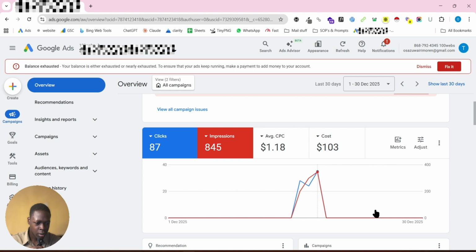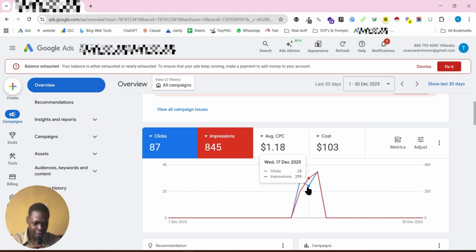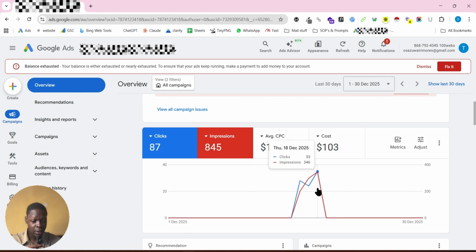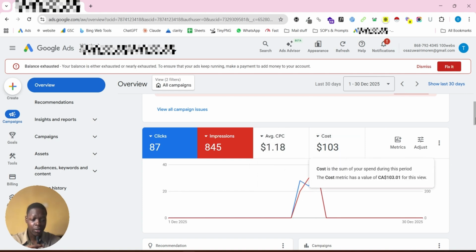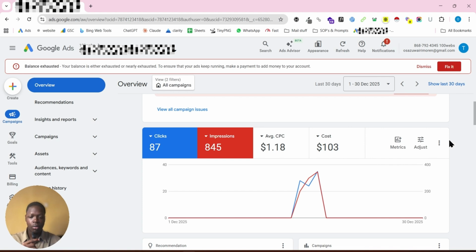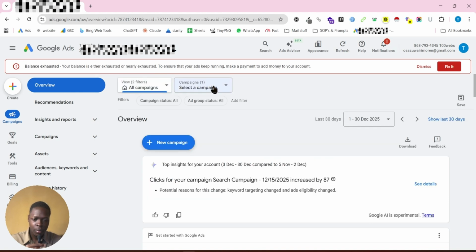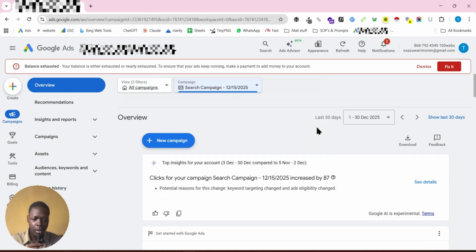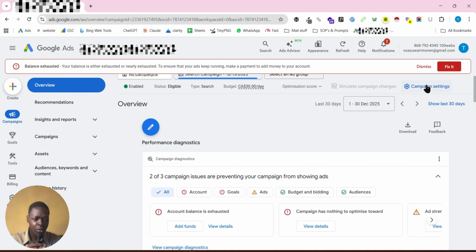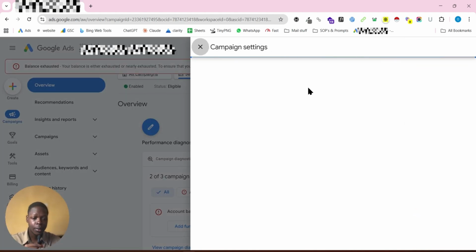Let's see. In the last 30 days, they spent over $103, and I think it's only 4 days. They spent this amount in 4 days. But I think it's Canadian, so yeah. Let's just take a look at it. They are running a search campaign, and first of all, let's look at the campaign settings.